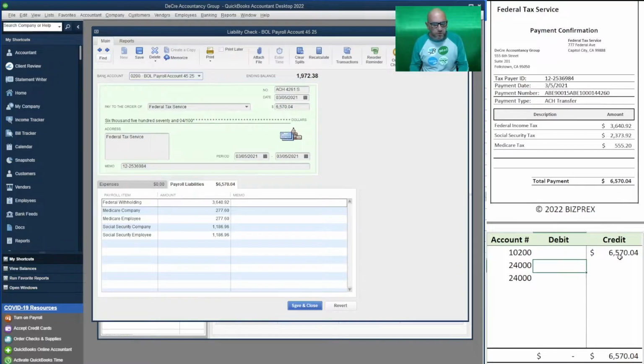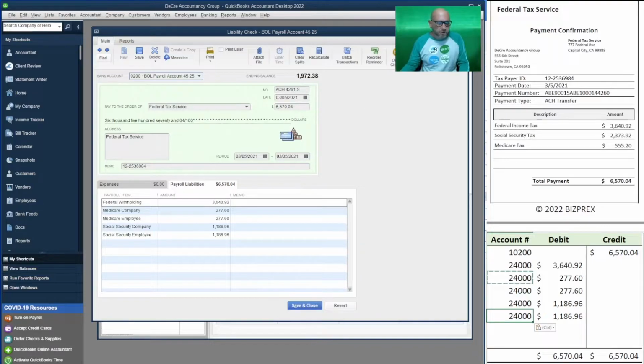All right, and then let's break it down here. There it is. Each one of these is a debit to account 24,000. It reduces payroll liabilities, the amount of money we owe to the government for payroll. So each one of these line items is a debit to 24,000. And then the sum of this, which is also right here, is a credit to account 10,200, because it reduces it. A bank account is an asset and it is reduced when credited.